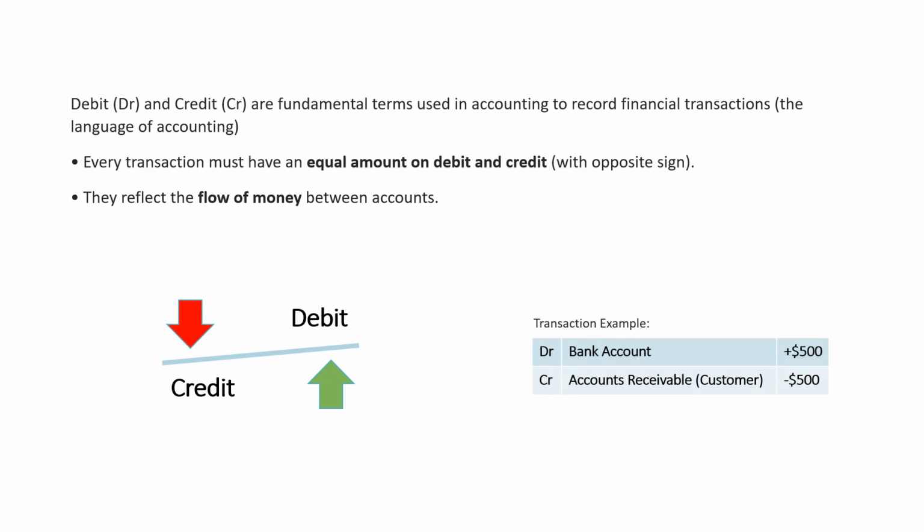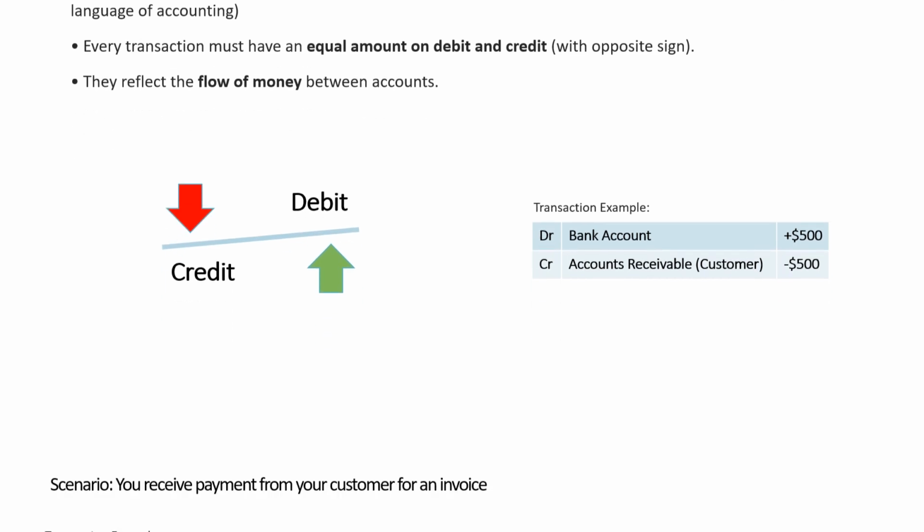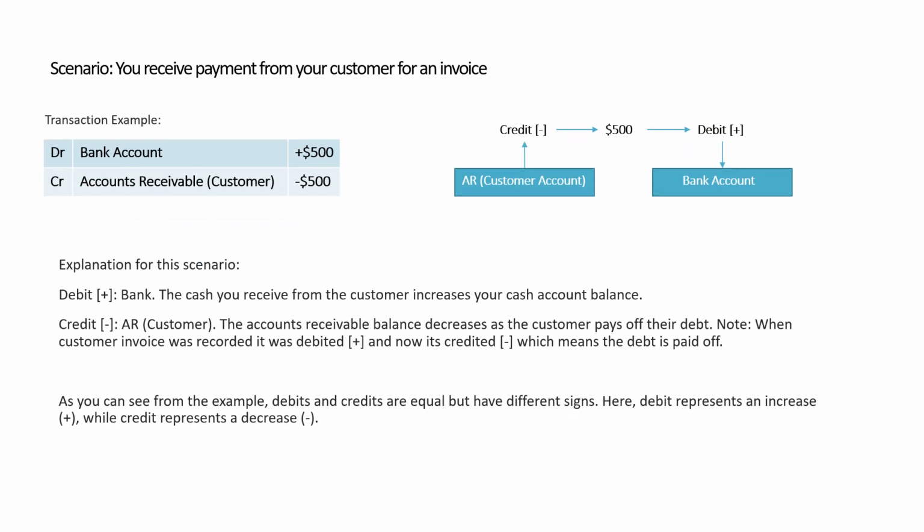One essential principle to remember is that every accounting transaction must have an equal debit and credit amount. This principle, known as the double entry accounting system, ensures the balance and accuracy of financial records. In this scenario, we will explore the concept of debit and credit by examining a common situation: receiving payment from a customer for an invoice that our company issued.